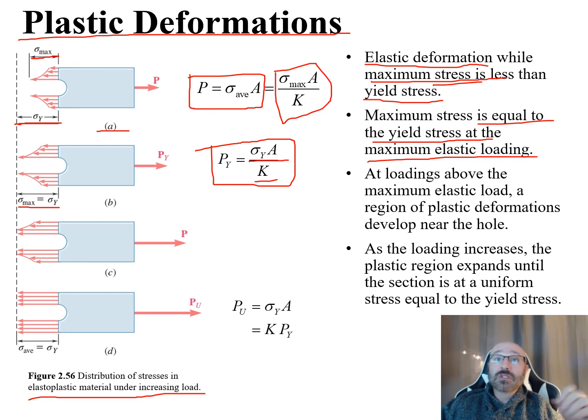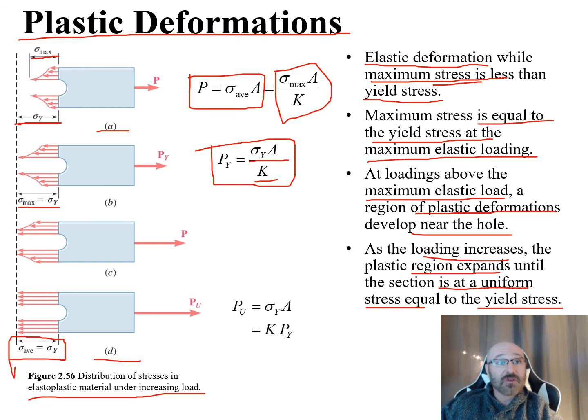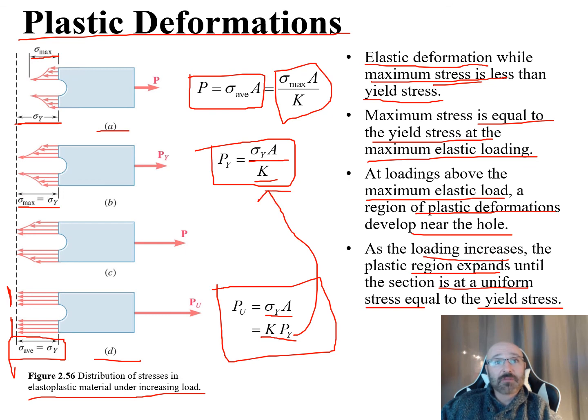Now, when the loadings are above the maximum elastic load, a region of plastic deformation develops near that center hole. If we keep increasing the loading, the plastic region is going to expand until the section is at a uniform stress equal to the yield stress. That's what we see down here in D, where the average stress is equal to the yield stress right there. You can see this is represented, all those lines are now equal to each other across there. And now we have this relationship here that our P sub U is equal to our sigma Y times A, or plugging in here, our stress concentration factor K times P sub y, where our P sub y is plugged in from this relationship up here.